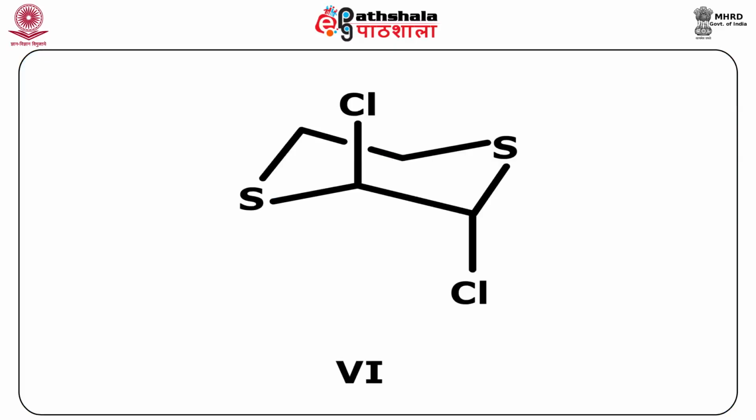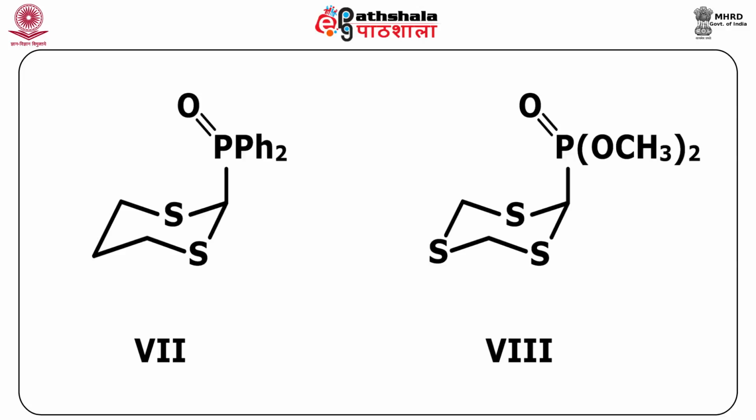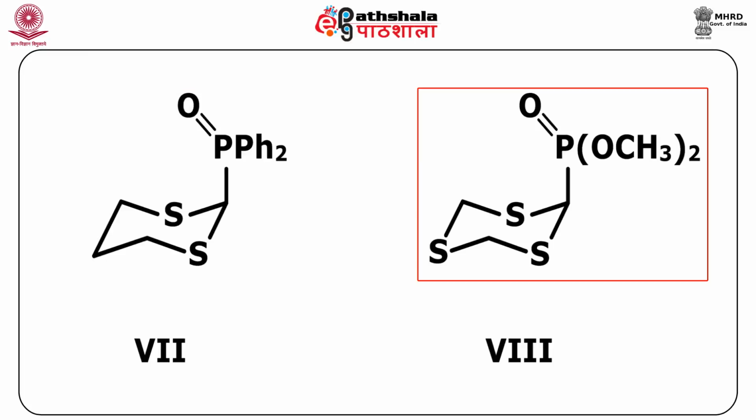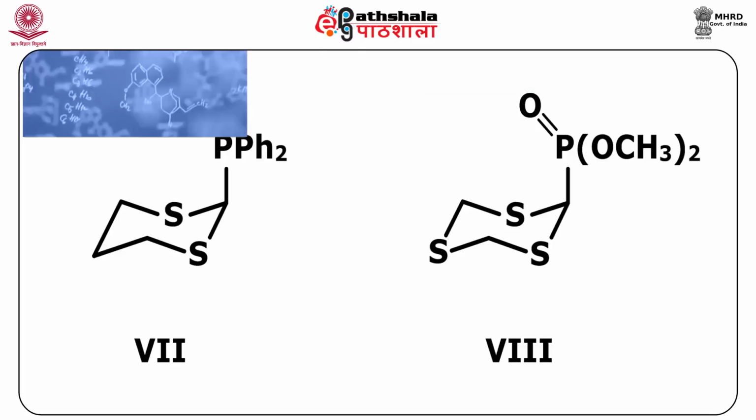For example, look at this particular structure 6, that is trans 2,3-dichloro-1,4-dithiane. It exists in diaxial conformation due to greater relaxation of the 1,3 diaxial interactions. Tetravalent phosphorus groups prefer axial positions in 1,3-dithiane, as you can look at in structure 7, and in 1,3,5-trithiane, which is structure 8.